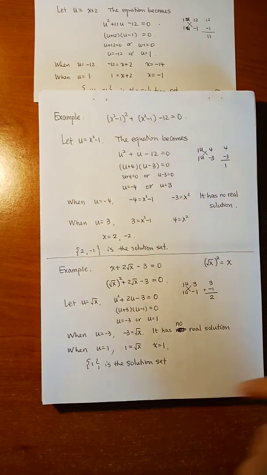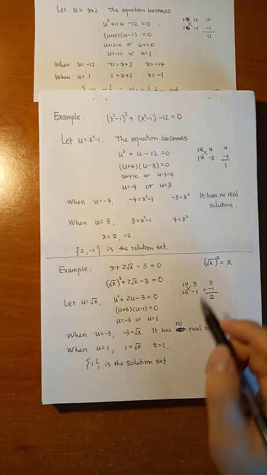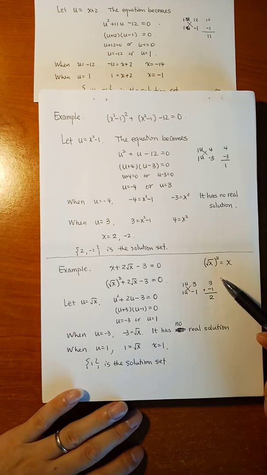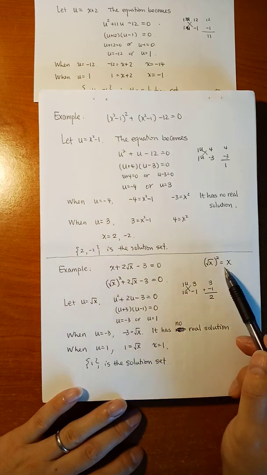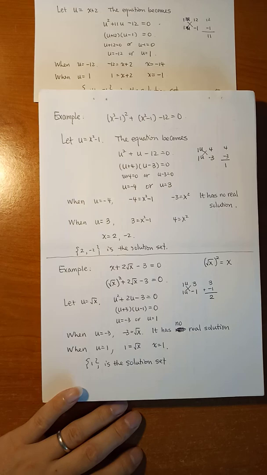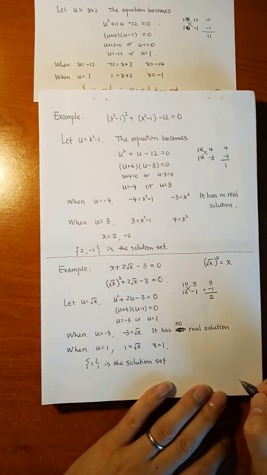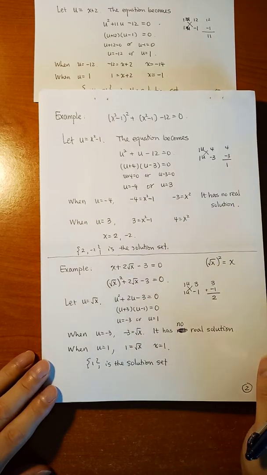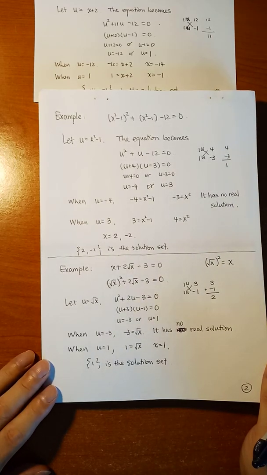So this is a slightly difficult problem, because you need to observe some transformation so that you can see the suggestion of u. So this is the equation quadratic in form.